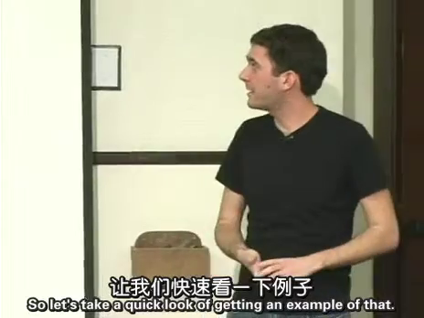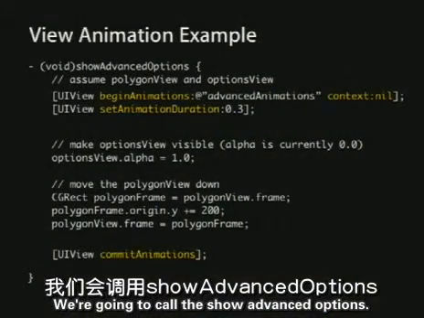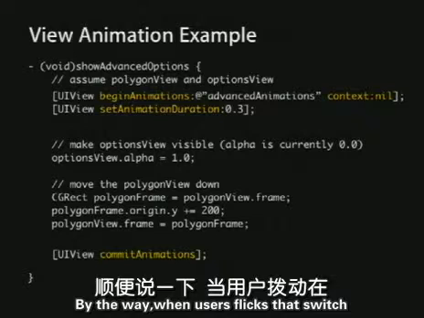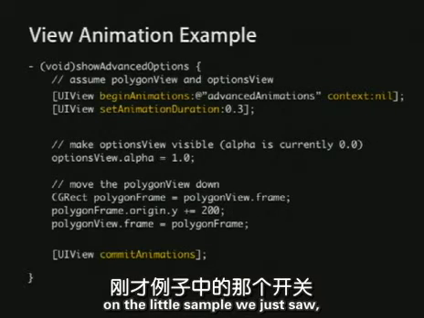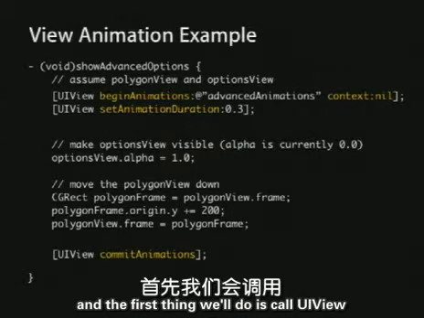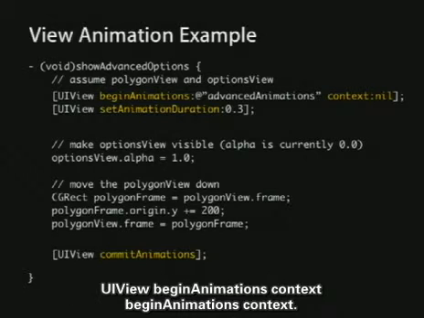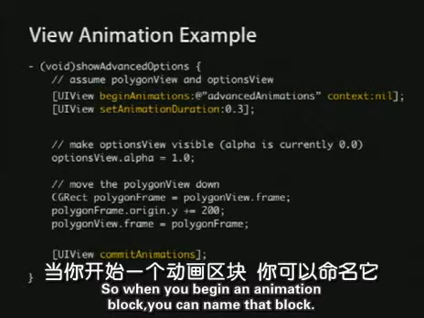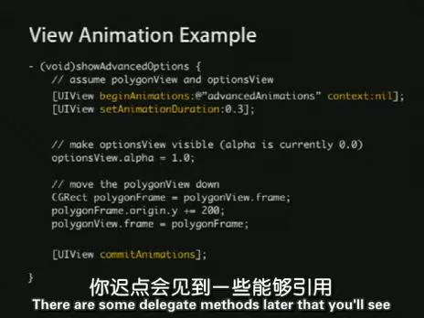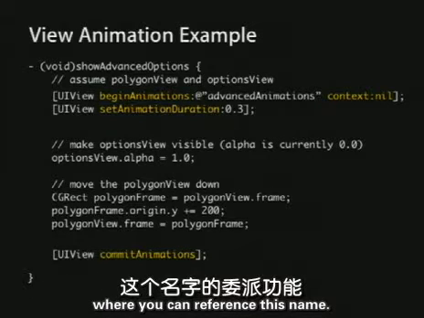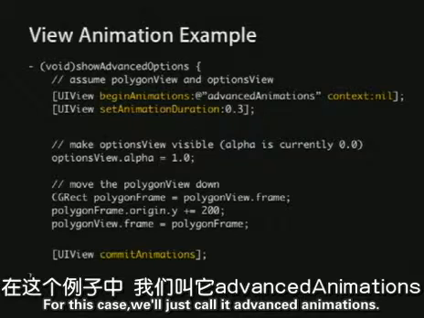So let's take a quick look at an example of that. We're going to call the Show Advanced Options button. When the user flicks that switch on the little sample we just saw, we're going to call this code. And the first thing we'll do is call UIView begin animations context. So when you begin an animation block, you can name that block. There's some delegate methods later that you'll see where you can reference this name. For this case, we'll just call it advanced animations.